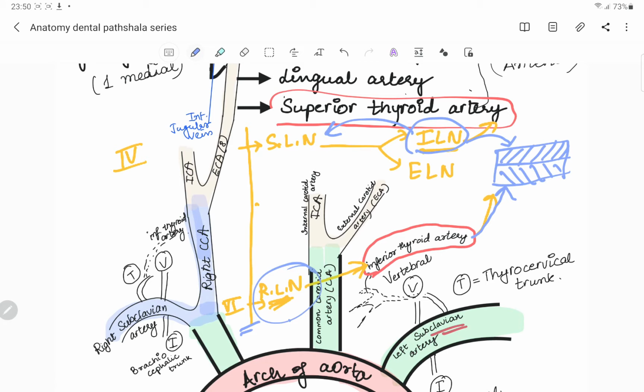And what's the use of this external laryngeal nerve, guys? This external laryngeal nerve supplies the cricothyroid muscle. So all the muscles of the larynx are supplied by the recurrent laryngeal nerve, which is accompanied by the inferior thyroid artery, except the cricothyroid, which is supplied by the external laryngeal nerve. So let's hand draw this diagram again.